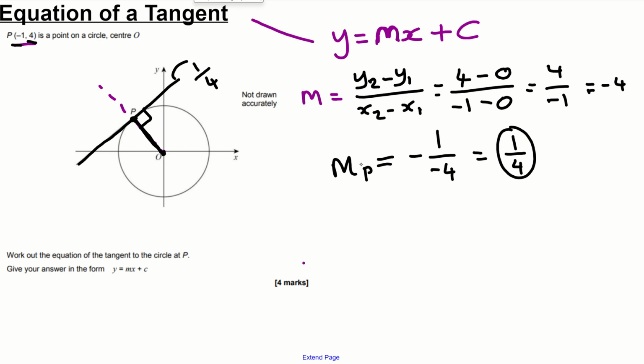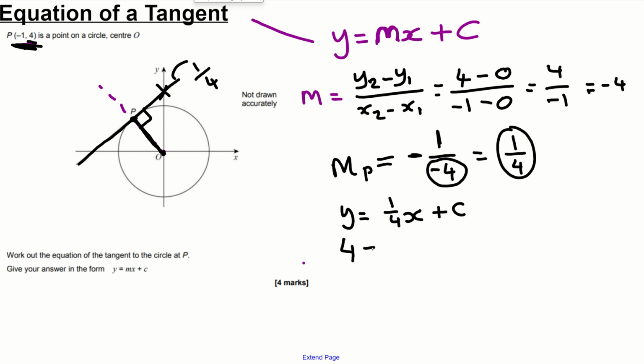Remember, the perpendicular gradient is always minus 1 over whatever the other gradient was. And in this case, the 2 minuses became a plus. Now you have the beginnings of your equation of a tangent, which is y equals 1 over 4x plus the y-intercept. You need to work out the y-intercept. You can work out the y-intercept by substituting this point in.